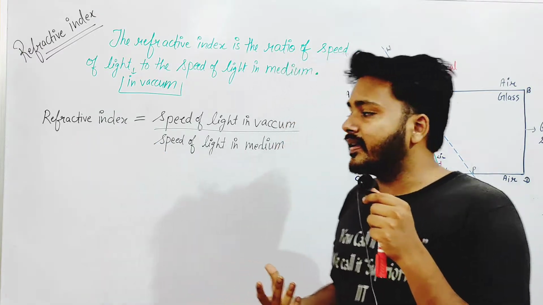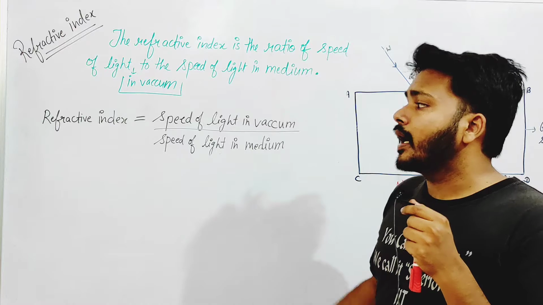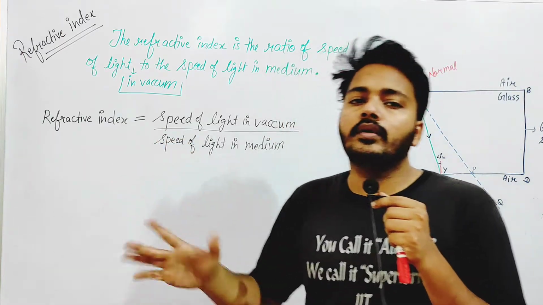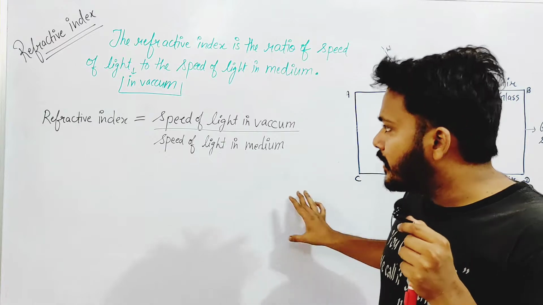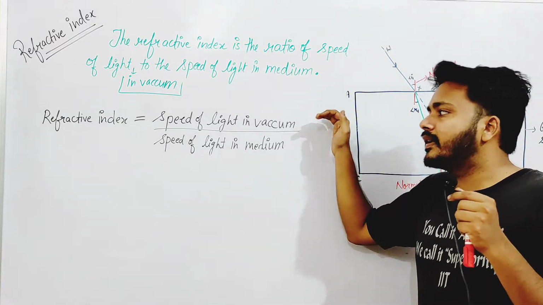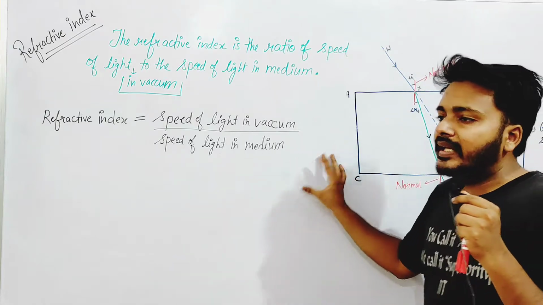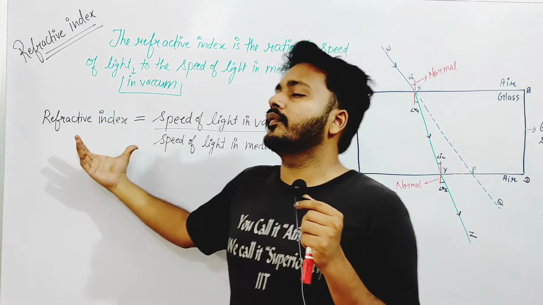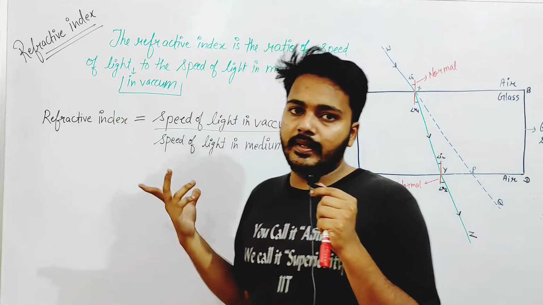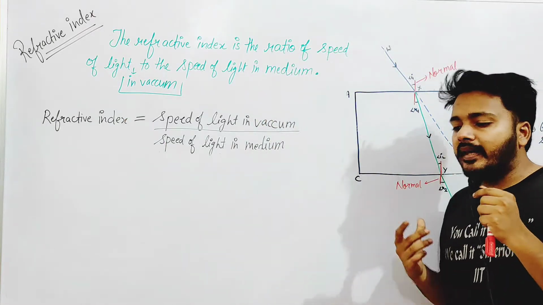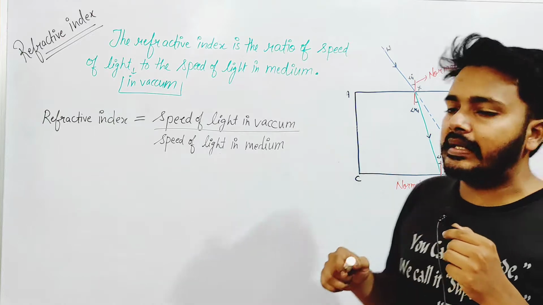Now the question arises, what will be the SI unit of refractive index? Here you can see that the speed of light is there in both the numerator and the denominator. That's why they cancel out. So there is no as such unit of refractive index. It is unitless. The second important thing is that in your NCERT book there is a table given.